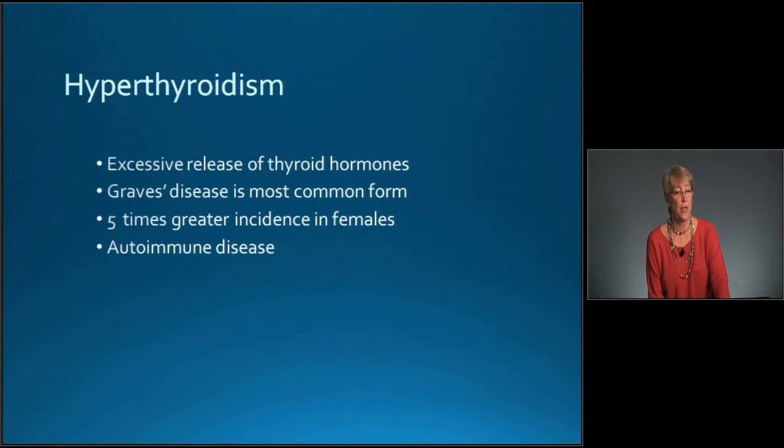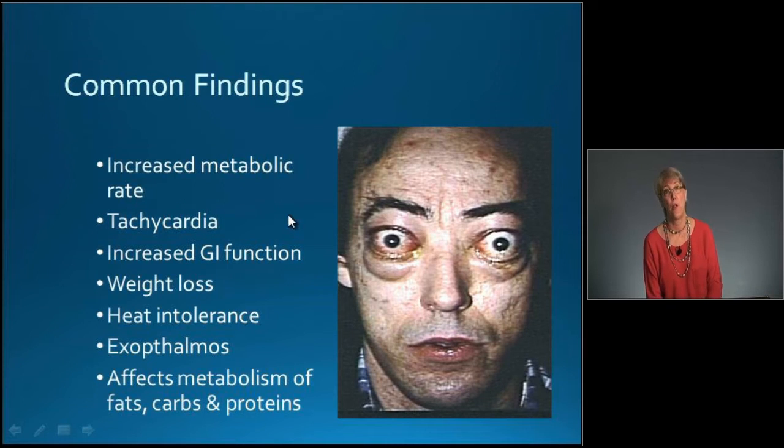So first, let's look at hyperthyroidism. Hyperthyroidism means we have an excessive release of thyroid hormones. The most common type is called Graves' disease, and it has a 5 times greater incidence in females than in males, and it's also considered an autoimmune disease. Just by looking at that prefix hyper, you know that it's going to increase. It's going to cause things to move faster, work harder. So knowing that, we have an increased metabolic rate.